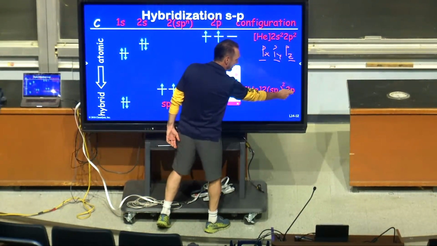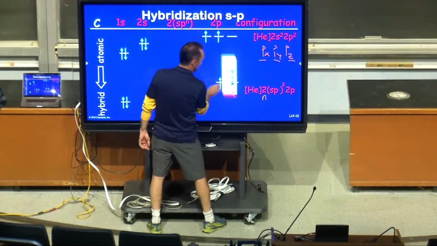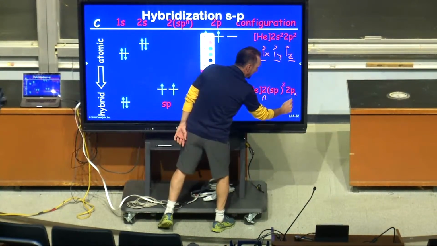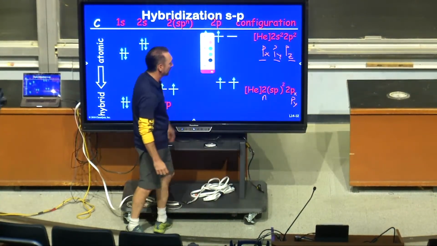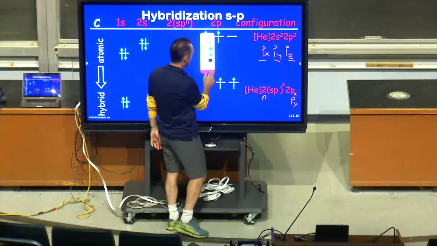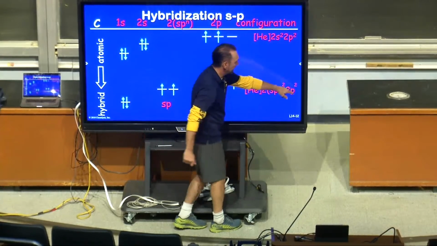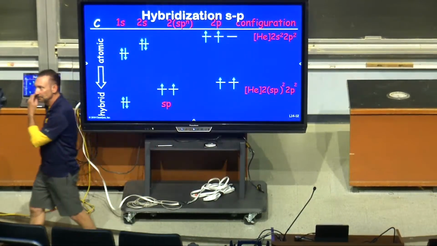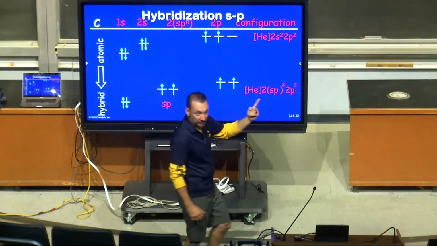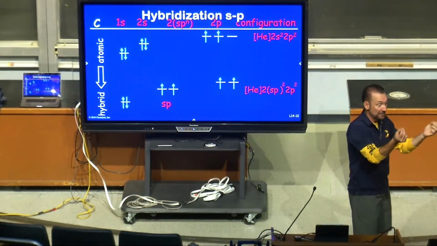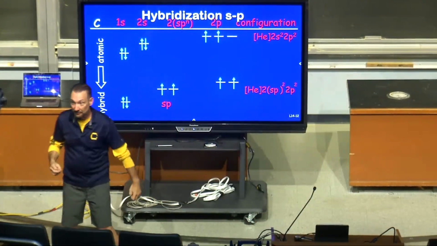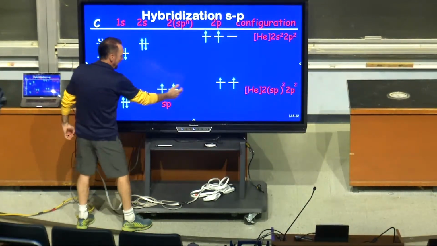So 2 sp, and you still have the px and the py here, the 2p orbitals, and they will have an electron each. But in shorthand, I don't write that, I just put 2p2. We know when L is 1, p, that we have 3 orbitals, one for each value of m sub L. And I can continue to do that.